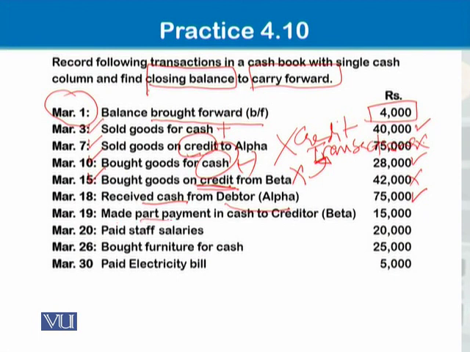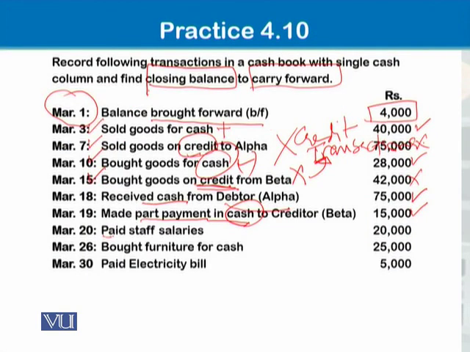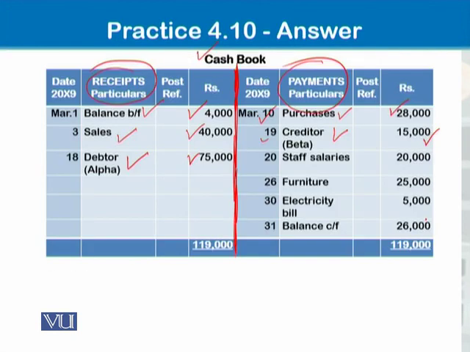Made part payment in cash to creditor Beta. Here we are making payment. Payment means cash is involved, and this is something we have to record in the payment side. So creditor Beta, we are making payment of 15,000 on 19th March. Then paid staff salaries. Again, it's a payment of 20,000, and will be appearing in the cash book, yes, in the payment side.